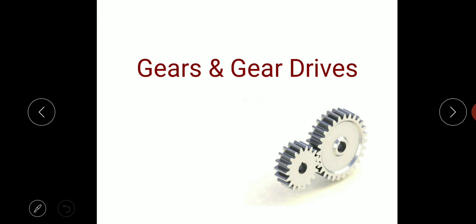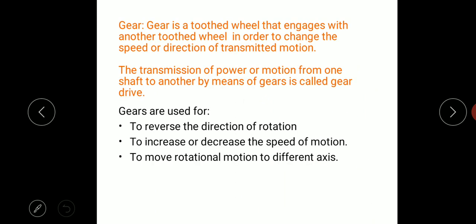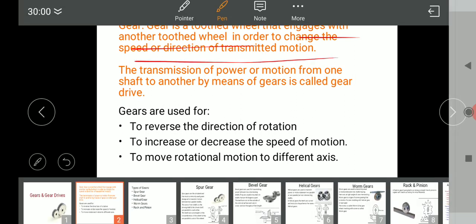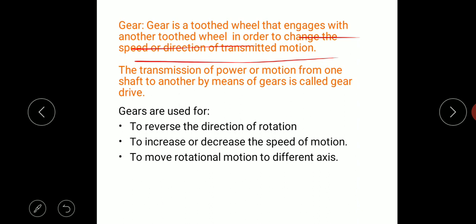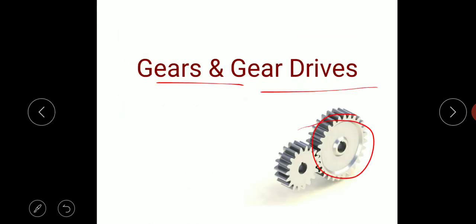Now let us take a look into the definition of gear and gear drives. Here in the figure you can see this is the gear. Basically gear is a toothed wheel that engages with another toothed wheel in order to change the speed or the direction of transmitted motion. Or the gear may also be defined as a wheel provided with teeth. And gears are used to transmit the power or motion from one shaft to another shaft.